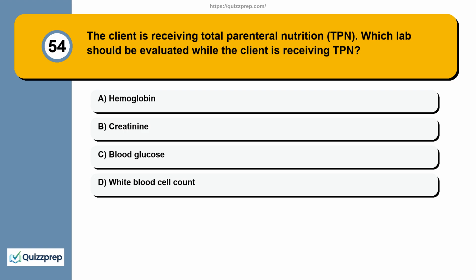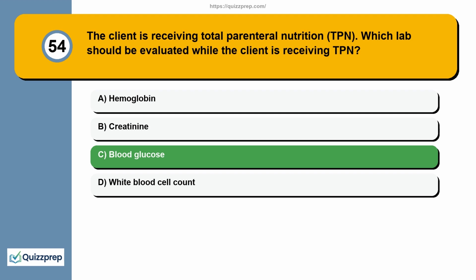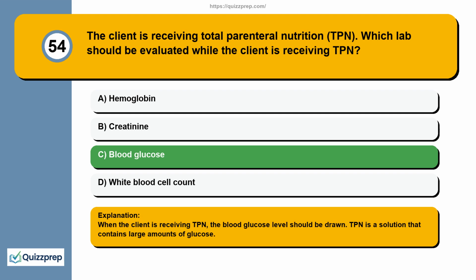Question 54. The client is receiving total parenteral nutrition, TPN. Which lab should be evaluated while the client is receiving TPN? Hemoglobin, creatinine, blood glucose, white blood cell count. When the client is receiving TPN, the blood glucose level should be drawn. TPN is a solution that contains large amounts of glucose.